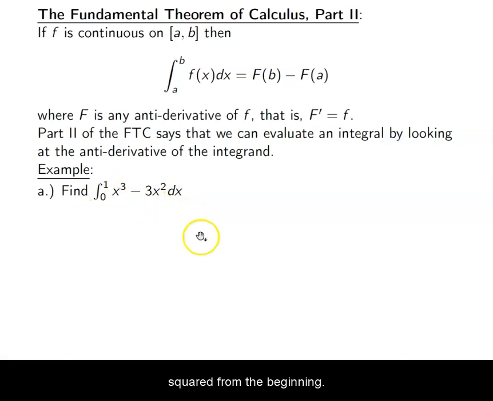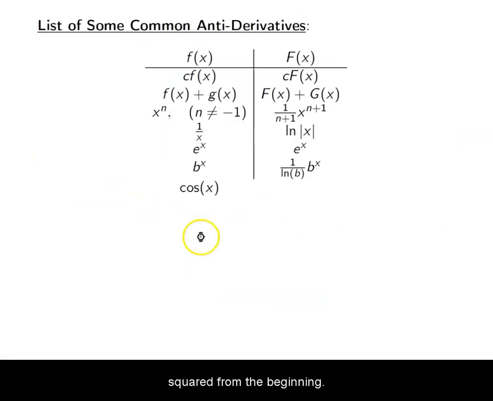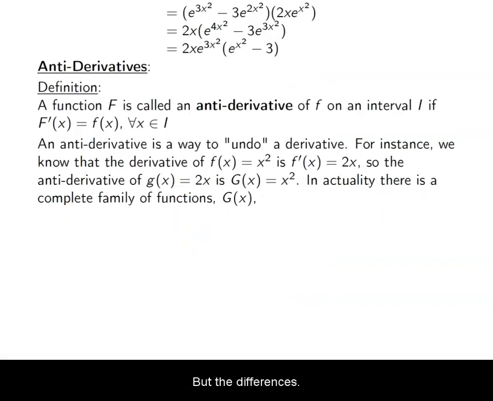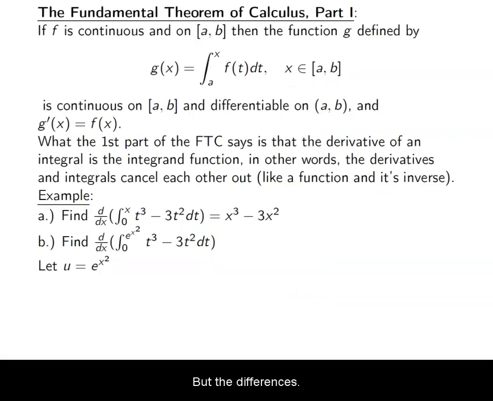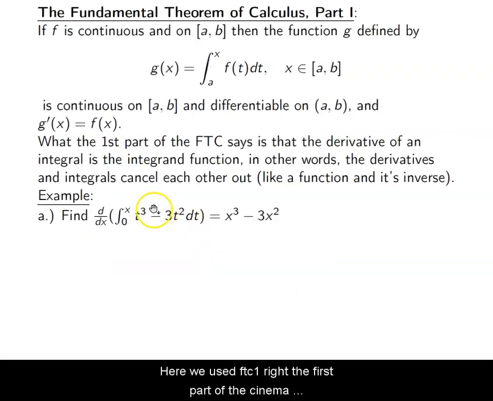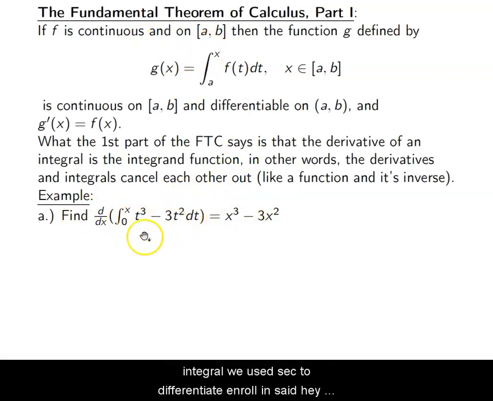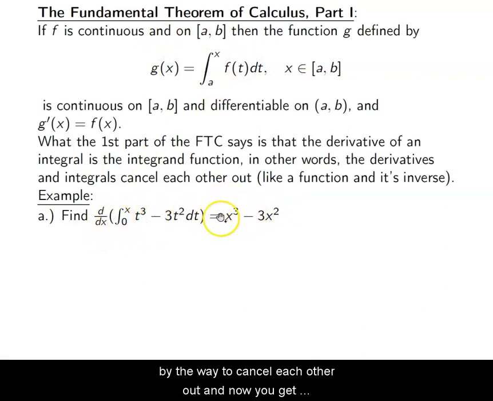So if you notice, this is the same function from the beginning, but the difference is that here we used FTC 1, the first part of the fundamental theorem of calculus. So we didn't actually calculate this integral. We used FTC to differentiate the integral and said, hey, by the way, they cancel each other out, and now you get your new function in terms of x, what that upper bound variable was, right?